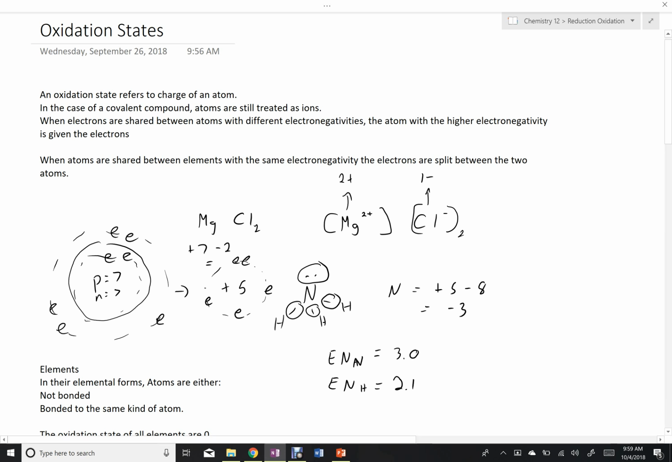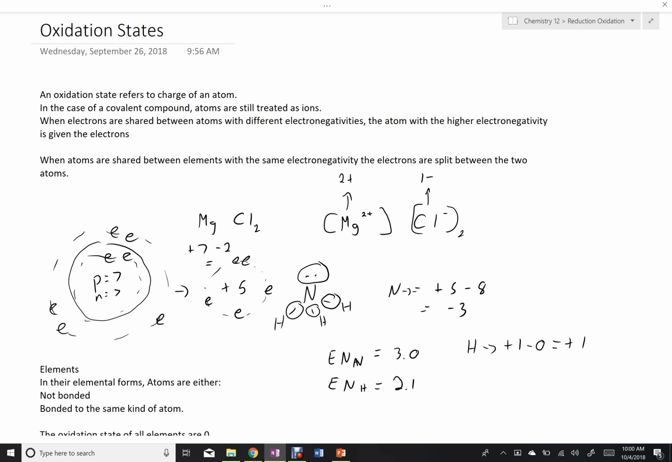Alternatively, hydrogen, with its 1 proton, now has credit for none of its electrons, so it has an oxidation state of +1. And so that is how we determine the oxidation states in covalent compounds.